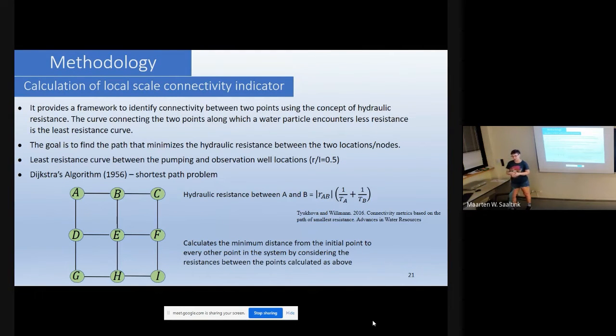For the local scale connectivity indicator, this method provides a framework to identify connectivity between 2 points using the concept of hydraulic resistance. The curve connecting the 2 points along which a water particle encounters less resistance is the least resistance curve. The goal is to find the path that minimizes the hydraulic resistance between the two locations, between observation and pumping well. And the method uses Dijkstra's algorithm to find the shortest path.